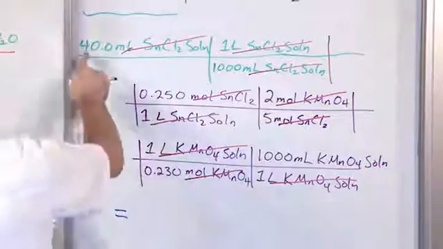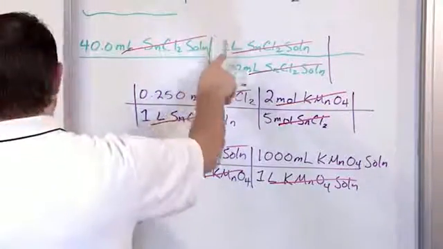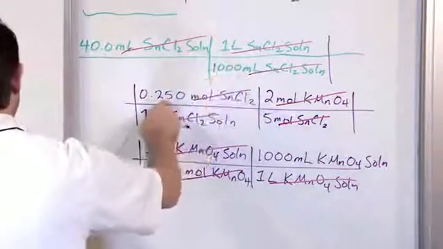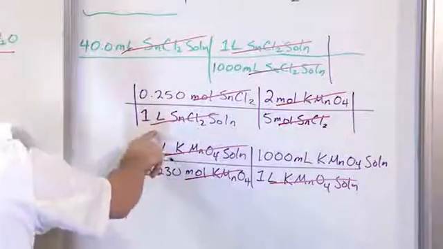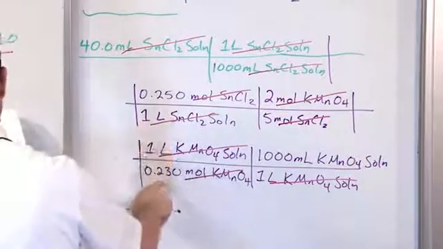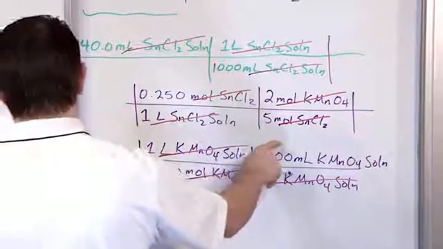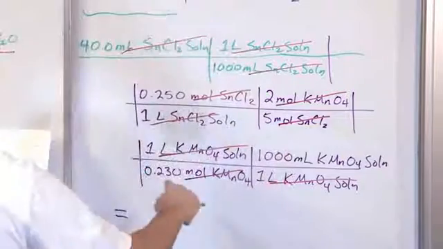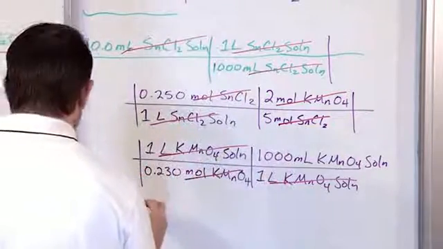So in your calculator, you put 40 in there, then you multiply by 1, then you divide by 1,000, then you multiply by 0.25 and you divide by 1, then you multiply by 2 and divide by 5, then you multiply by 1 and divide by 0.230, then you multiply by 1,000 and you divide by 1. And when you do all that math strung together, what you're going to get is 17.4.